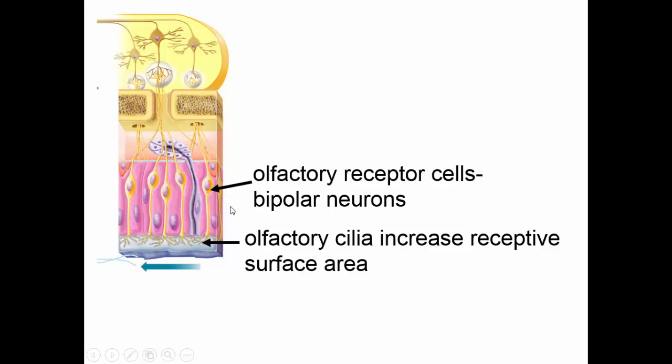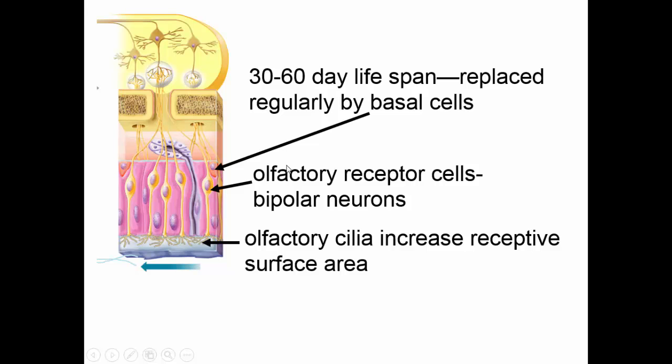Now, the olfactory cilia are really the dendrites of the olfactory receptor cells. These are bipolar neurons with one dendrite and one axon. The olfactory receptor cells are replaced about every 30 to 60 days. These basal cells are the cells that can replace them. So these bipolar neurons go up through the cribriform plate and synapse with the neurons of the olfactory nerve.